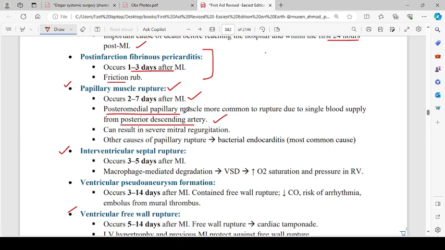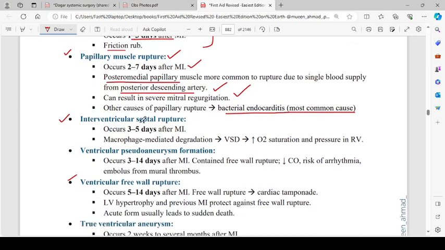It can result in severe mitral regurgitation, because one of the papillary muscles that was holding the mitral valve is now no more there, so there will be regurgitation. Other causes of papillary rupture include bacterial endocarditis, but this is not related to the MI. It is one of the other causes of papillary muscle rupture.